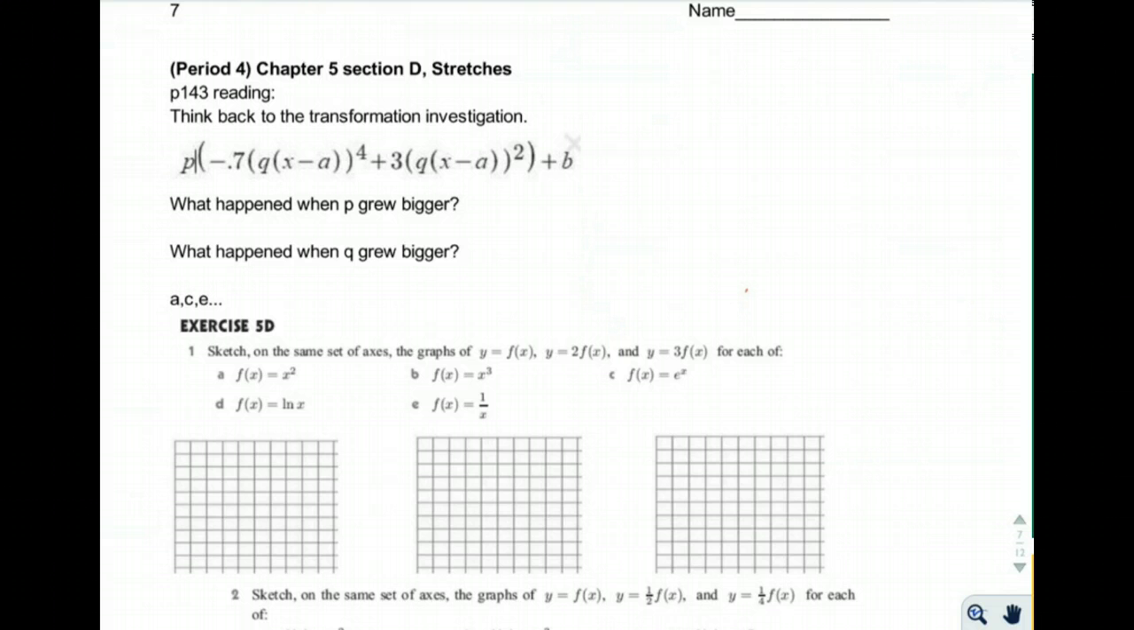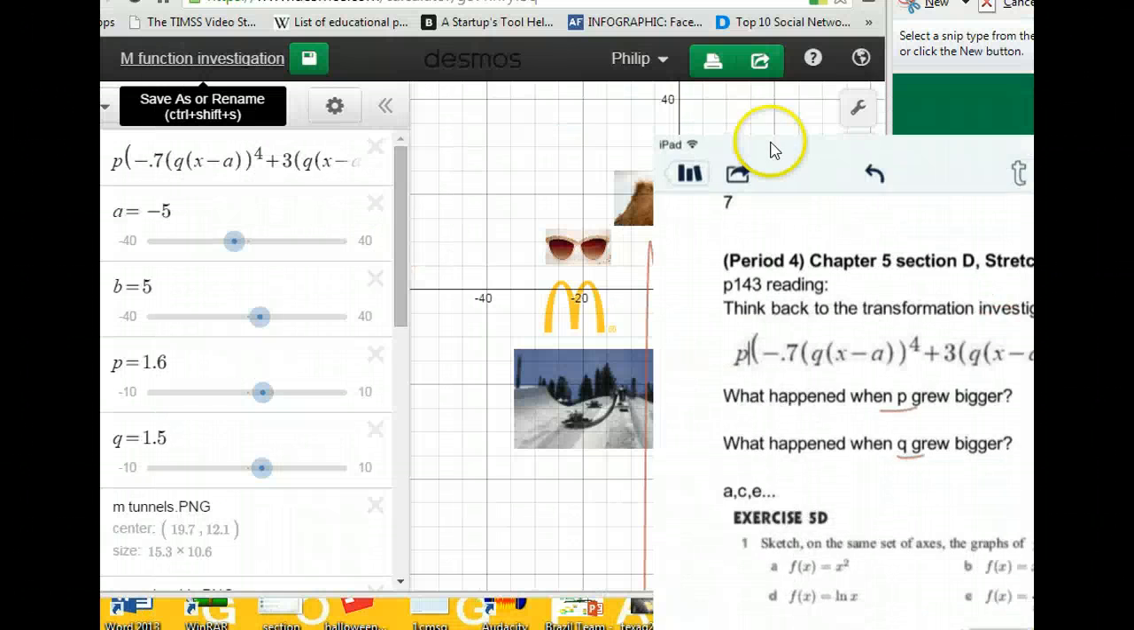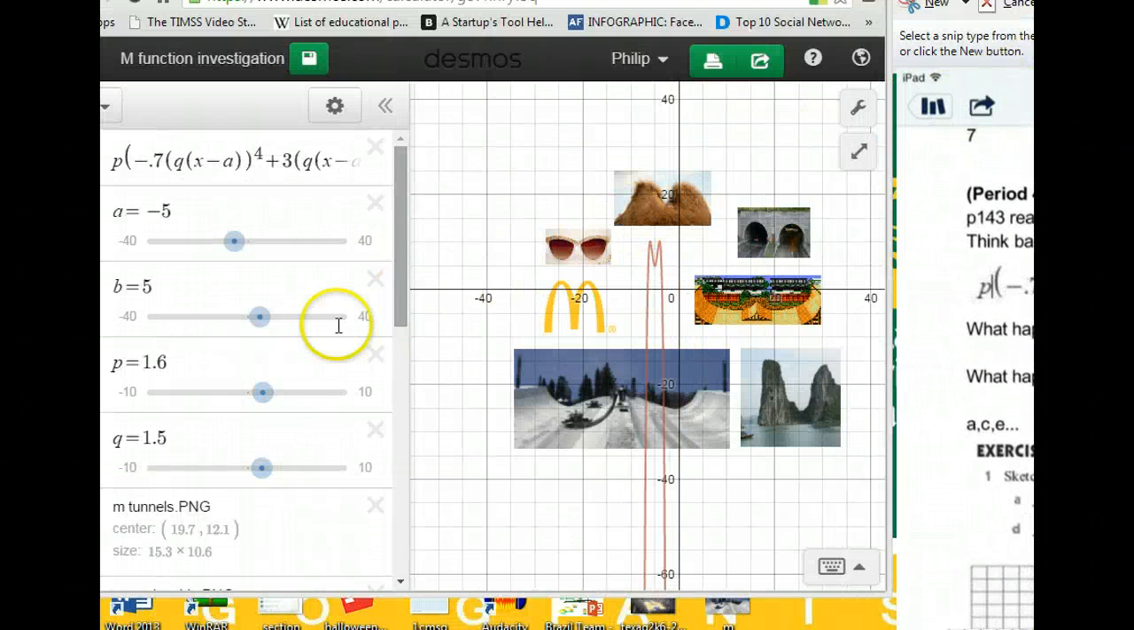On page 143, if you're doing the reading, you should recall our transformation investigation where we worked with this complicated looking function, which is actually an M-shaped function. I'm just asking a few questions here about what you remember, and maybe you don't remember. So I'm going to show you here exactly what happened. What happened when P grew bigger? I'm just going to show you that.